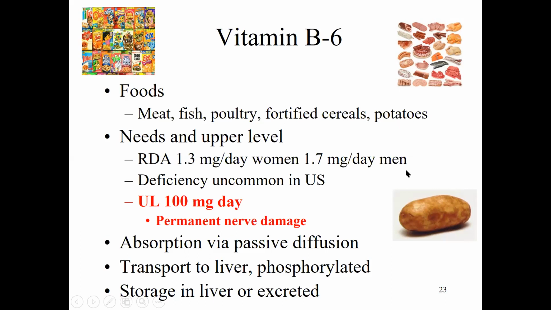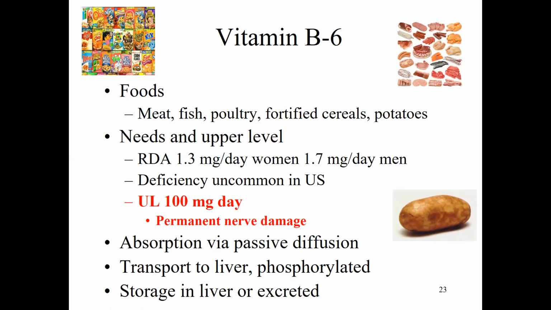Deficiency is fairly uncommon in the US. It's in quite a few foods. This one is highlighted in red because it's unusual to have a B vitamin with a UL. We haven't had a lot so far, right? Over 100 milligrams a day can actually cause permanent nerve damage, so you really want to be careful about over-supplementing with vitamin B6.